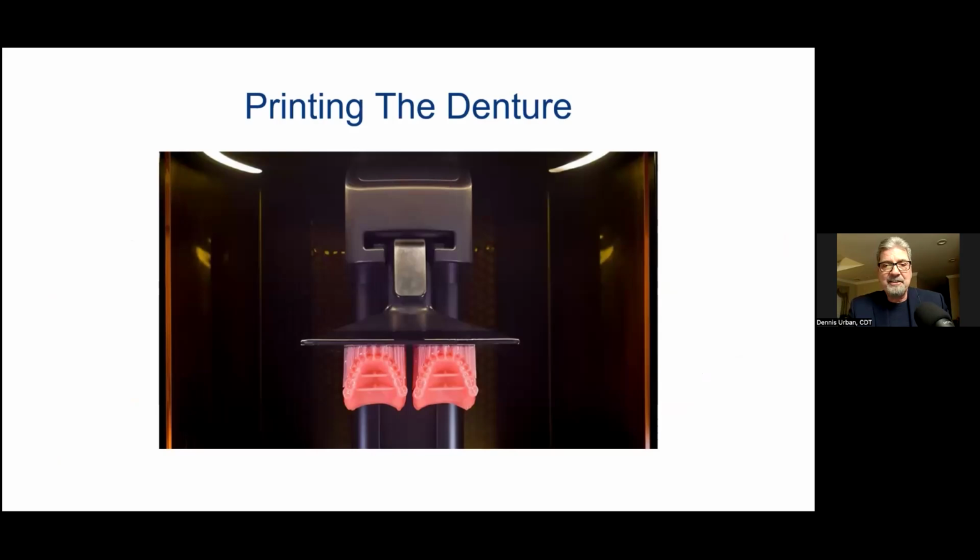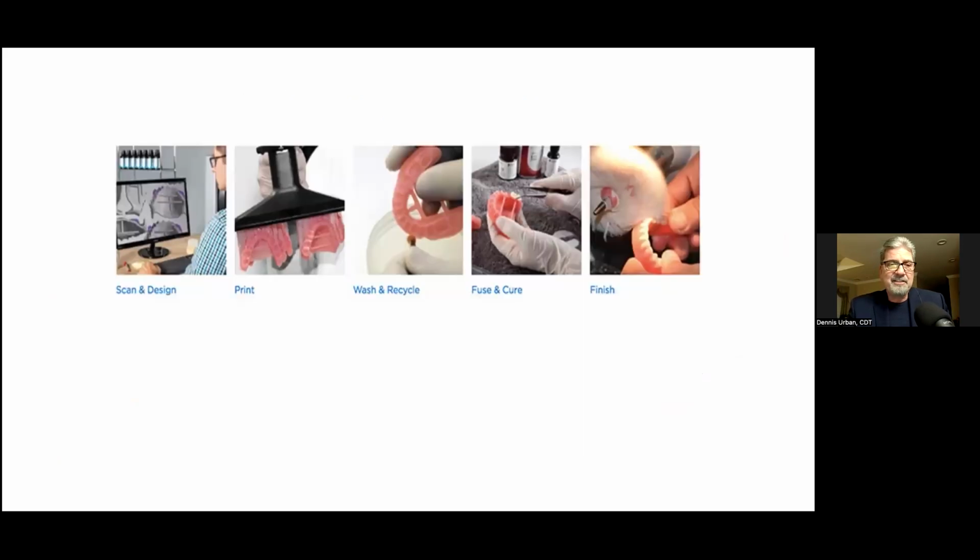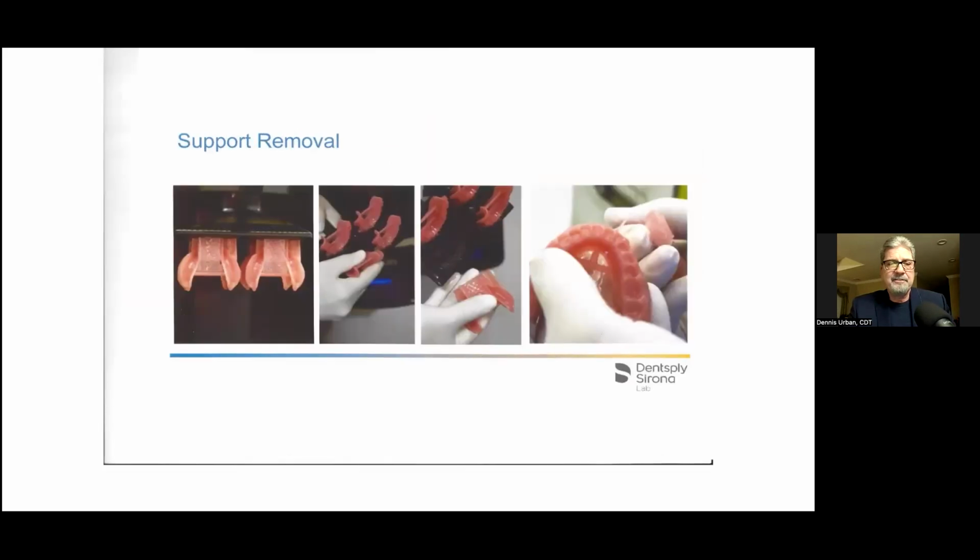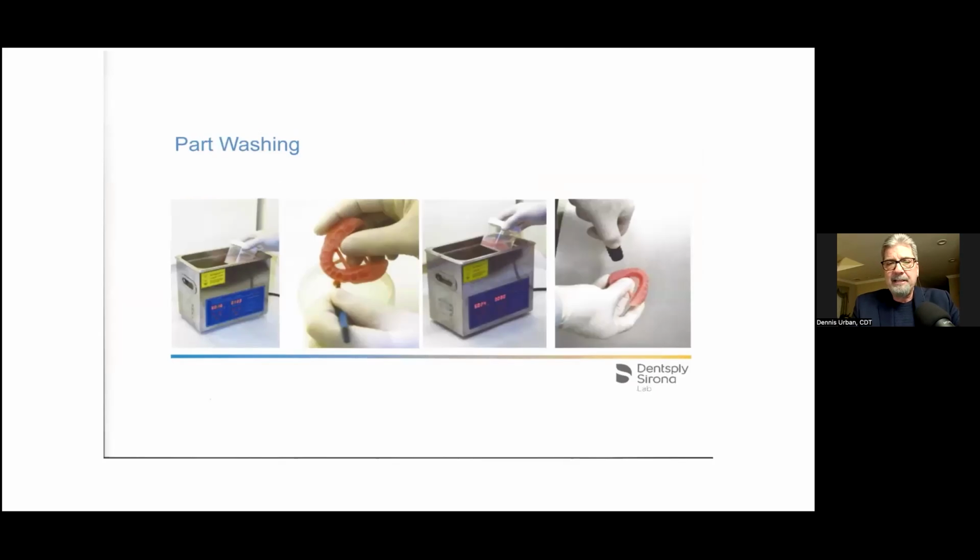Then we're ready to print the denture. So we already scanned the design. We did our try-in. After we do the partial print, we wash and recycle, which we're washing it with isopropyl alcohol. And then we're ready to fuse and cure. So we're going to either cure carded denture teeth in there, milled denture teeth, or we're going to be bonding printed denture teeth. So there's the printed setup here. We have the support removal here, and now we're getting ready to bond these denture teeth into the denture base.